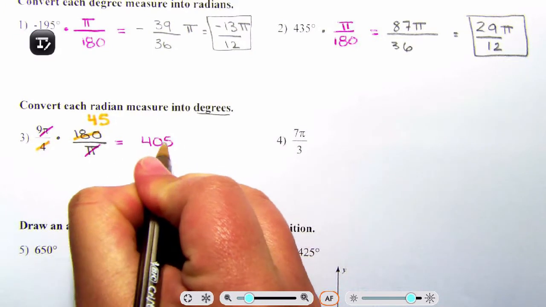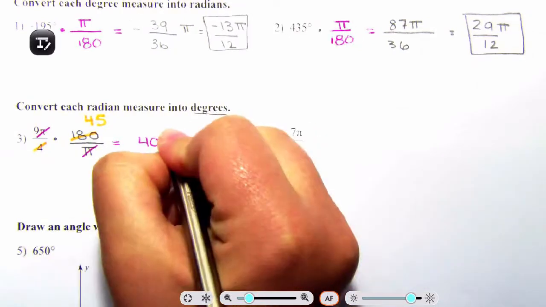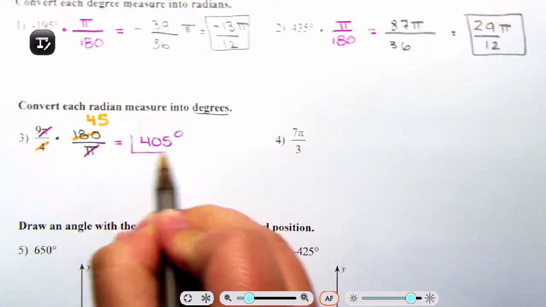Now 405 you cannot leave as 405 because it doesn't have pi in it. It doesn't mean it's radians or degrees. So you have to tell the reader what it is. In this case, it is degrees. So you put a little degree symbol there.